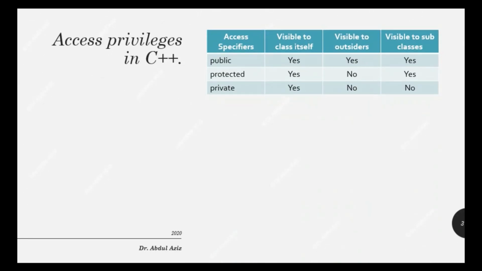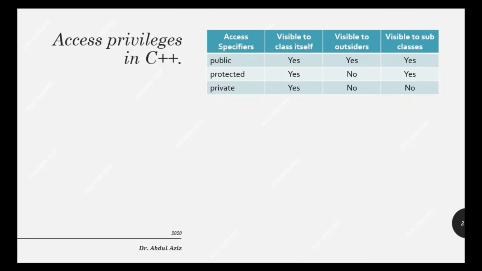Let us see the access modifiers which are available in C++: public, protected and private. The visibility of the data or function within the class is open. Whether your data or functions are declared as private, protected or public, they are all visible within the class.